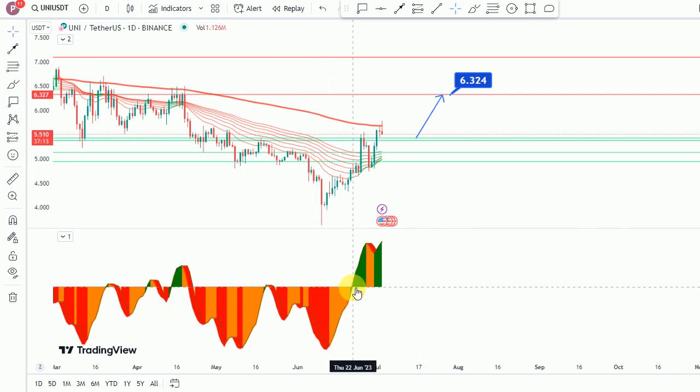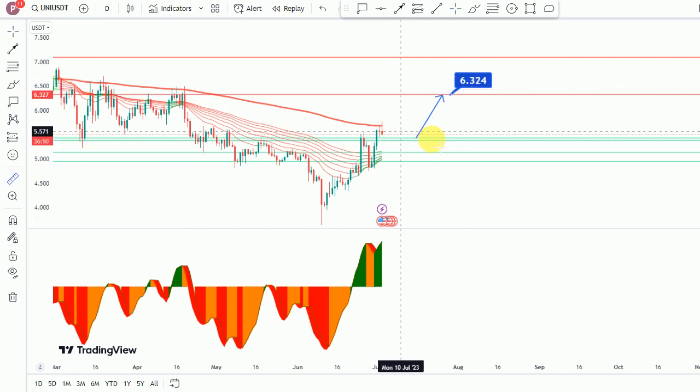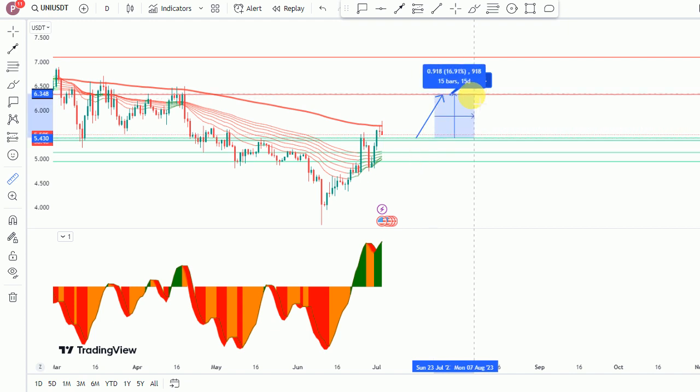Currently, as you can see, we flipped right here to strong buys, which means we are having more buyers than sellers. We saw the bears coming with sales, but the bulls have taken over and we are still seeing strong buys. So we could just see some little consolidation before a push right down to this $6.3 level, which will be a huge whopping 16% to the upside for UNISWAP. So that's the analysis for UNISWAP for today.